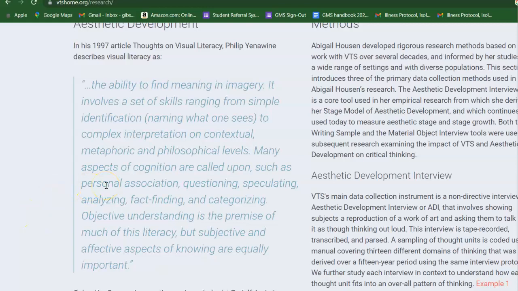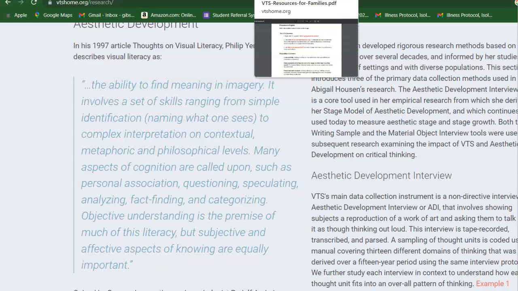So this right here is the definition from one of the founders, Philip Yenawine. It's basically just the ability to find meaning in imagery. So it says it involves a set of skills ranging from simple identification, that's a bunny, to complex interpretation, which is that's a bunny that's being chased by a fox, that's being chased by a wolf, that's being chased by a dog, that's being chased by somebody with a garment rack who's trying to get lots of coats. You can't necessarily see that, but it's a famous picture called Woodcock Shooting, and it's been trapped in my head since I was a little kid.